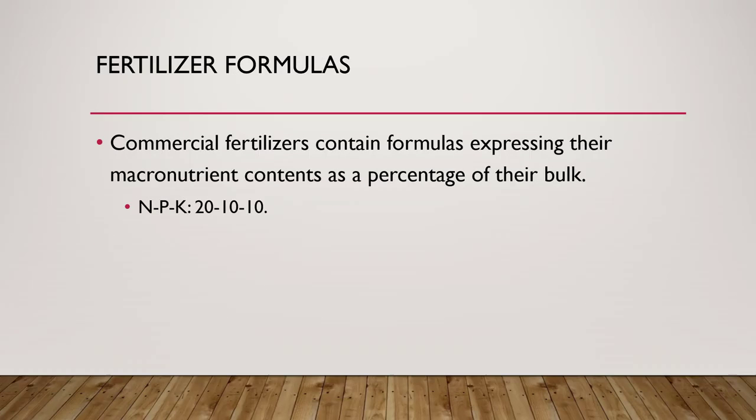Commercial fertilizers have formulas expressing their macronutrient contents as a percentage of their bulk, and by law they have to have nitrogen, phosphorus, and potassium on the label. These are just percentages. So this is 20% nitrogen, 10% phosphorus, 10% potassium, and 20 is a pretty high number, so that's going to be a pretty fast release fertilizer. When you're trying to use an organic fertilizer, you would want to use something with a nitrogen of like 3%, because it's going to be much slower, but much safer for the environment.